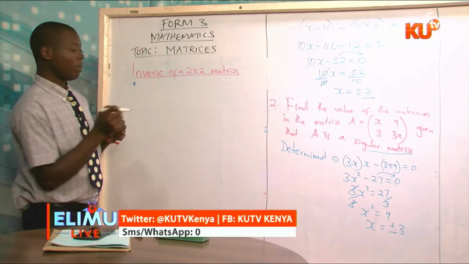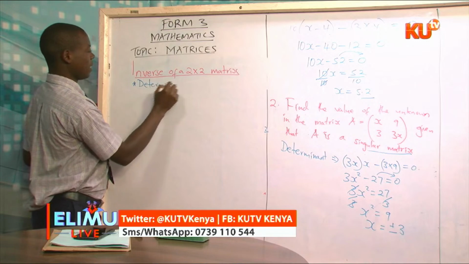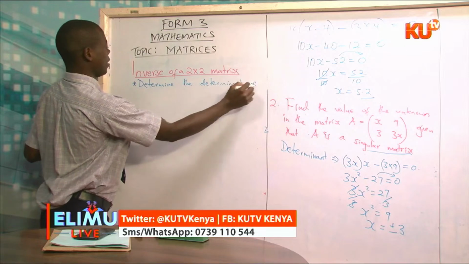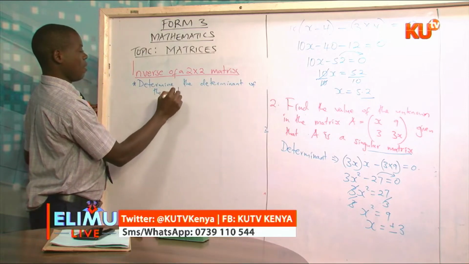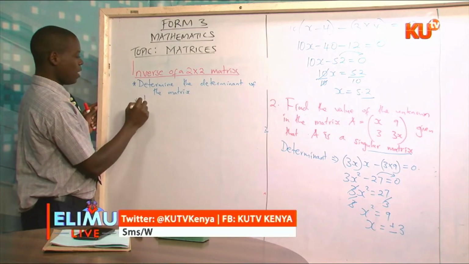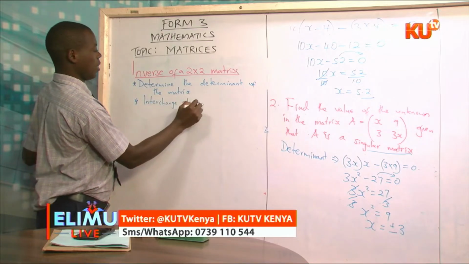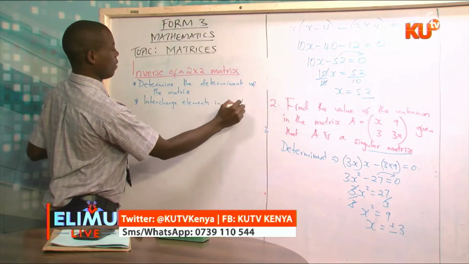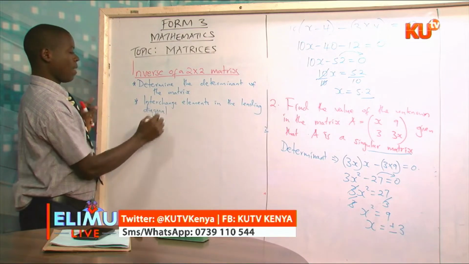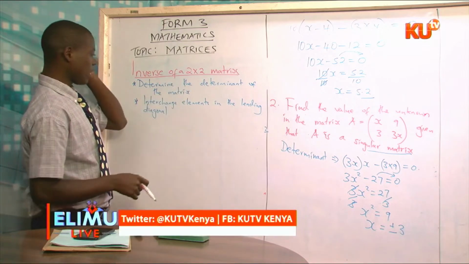Number one, students must be able to know how to get the determinant. So you determine the determinant of the matrix. Once you obtain the determinant of the matrix, step number two, you interchange the elements in the leading diagonal, meaning you shift the position from one position to the other, as well as the other case.